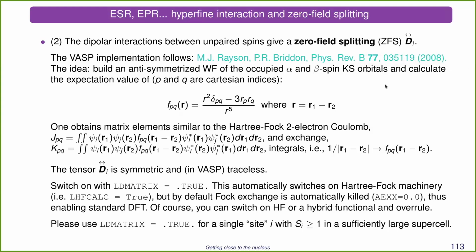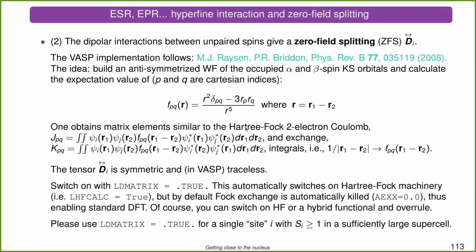This is a funny thing. If you have these spins, the zero field splitting, I just have to say, the spins in a magnetic system, in an external field, are pulled apart by the Zeeman, and that gives the splitting. But if you are in zero field, there is also splitting. And that is because there is a dipolar interaction of the spins with each other. And that is what the zero field splitting actually is. And the VASP implementation follows this reference.